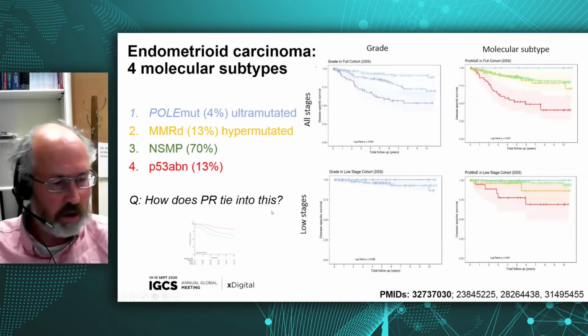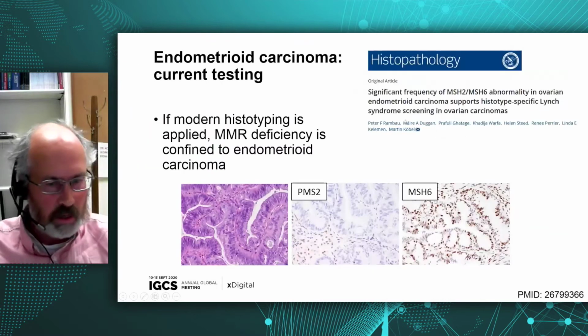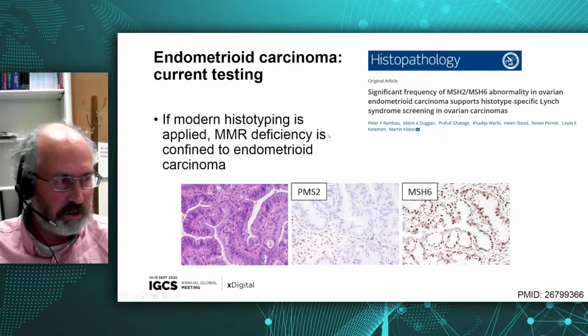The question is now how to tie PR, which is a strong prognostic factor and a possible predictive marker, into this molecular subtype. If modern histotyping is applied, MMR deficiency is confined to endometrioid carcinoma.